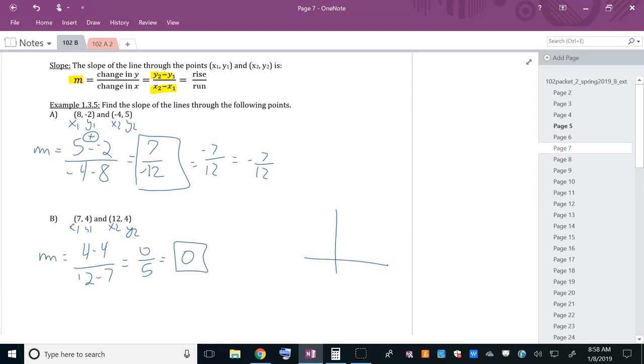If we were to plot these points, 1, 2, 3, 4, 5, 6, 7, and then 8, 9, 10, 11, 12. It's not quite perfect there, but hopefully you can see that that does look like a horizontal line. And we say that horizontal lines have a slope of 0. So if I tell you it's a horizontal line and ask what's the slope, the answer is 0. If I tell you the slope is 0 and ask what type of line it is, my answer is, well, it has to be a horizontal line.